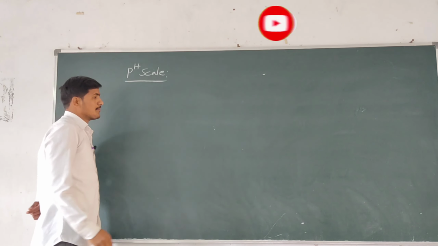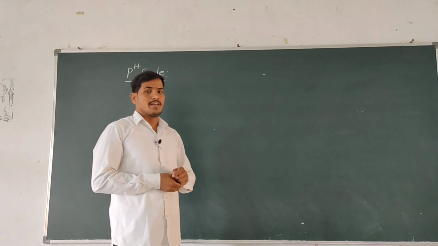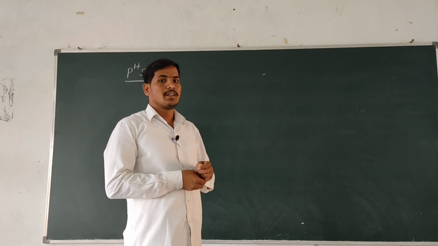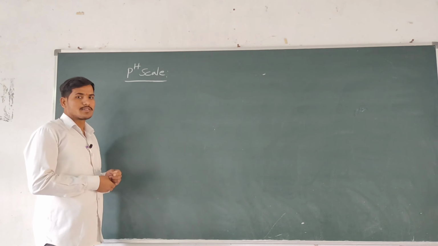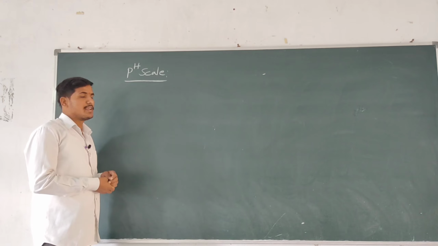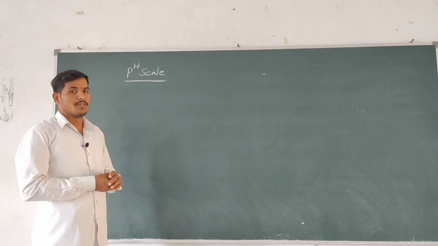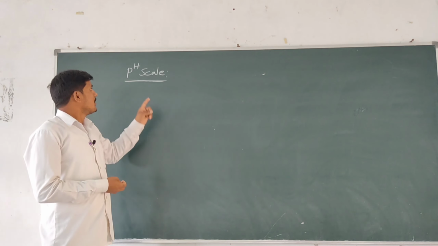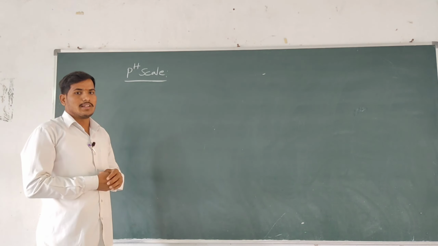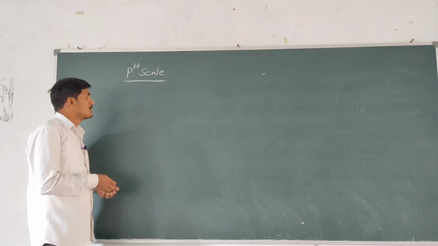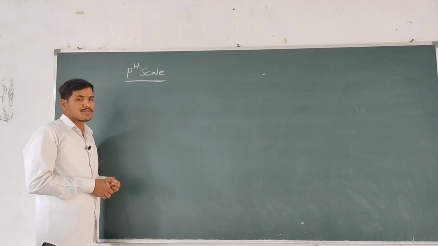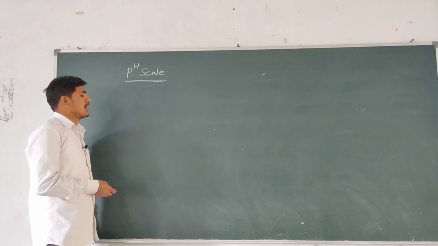pH scale. What is meant by the pH scale? The pH scale is used for measuring the hydrogen ion concentration in a solution. Once again, the pH scale is a scale used to measure the hydrogen ion concentration in a solution.